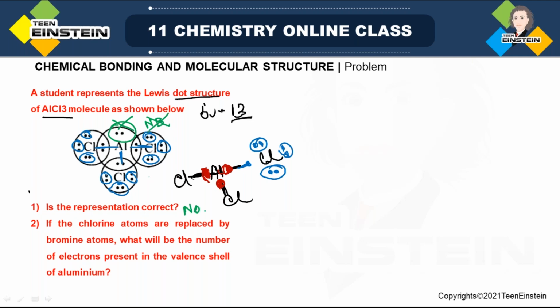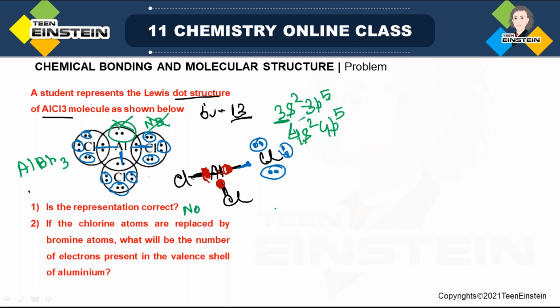Come to the second question. If the formula is AlBr3, is there any change? What will be the number of electrons present in the valence shell of aluminum? Now when it is bromine, what is the difference between chlorine and bromine? Chlorine is 3s2 3p5, but bromine, the next element, is basically 4s2 4p5. That is the difference. So only the principal quantum number is changed, but valence electrons are the same. So this type of representation, when you do it for AlBr3, will actually be the same.